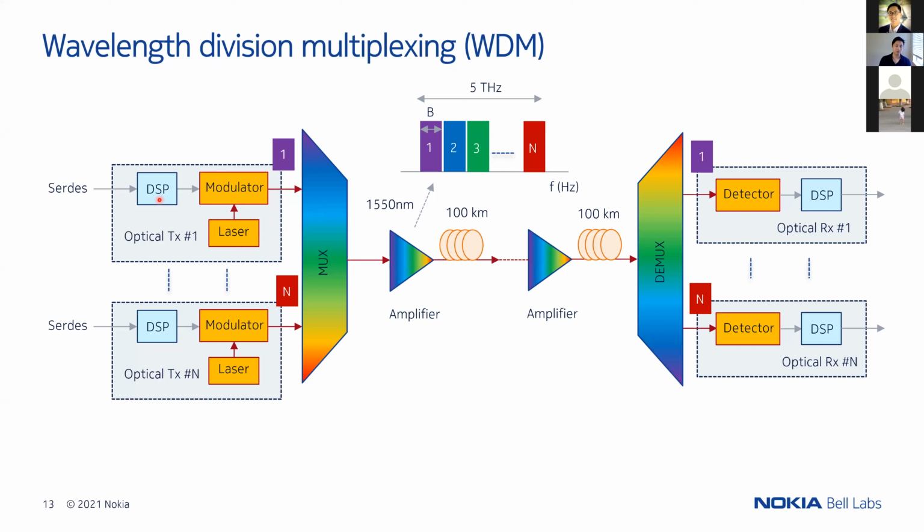So we have a signal processing which encodes the data to generate the analog signal to be fed into the modulator. But now, I mentioned 40 terahertz of optical bandwidth, but there's no way we can use that at once. So what we do is that we use many transmitters operating at a different wavelength, and then we multiplex them together, as you can see here, to fill up the bandwidth.